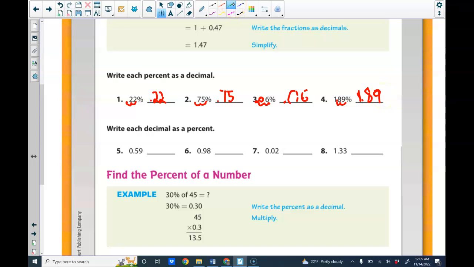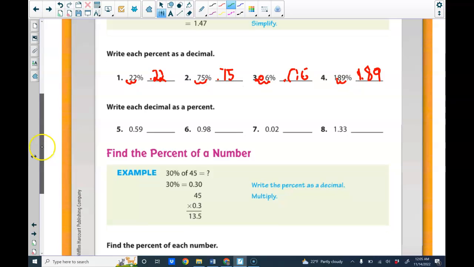And then it's the opposite when we write a decimal as a percent. So we have 0.59. Instead of moving the decimal 2 spots to the left, we move it 2 spots to the right. So 1, 2, 0.59 becomes 59%. 0.98, 2 spots to the right, becomes 98%.